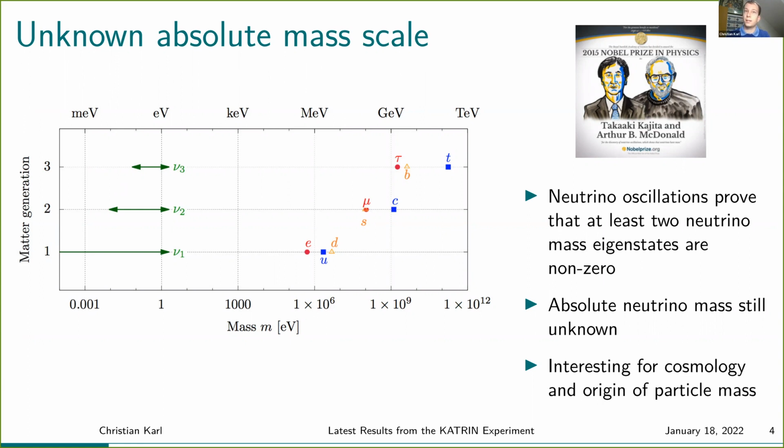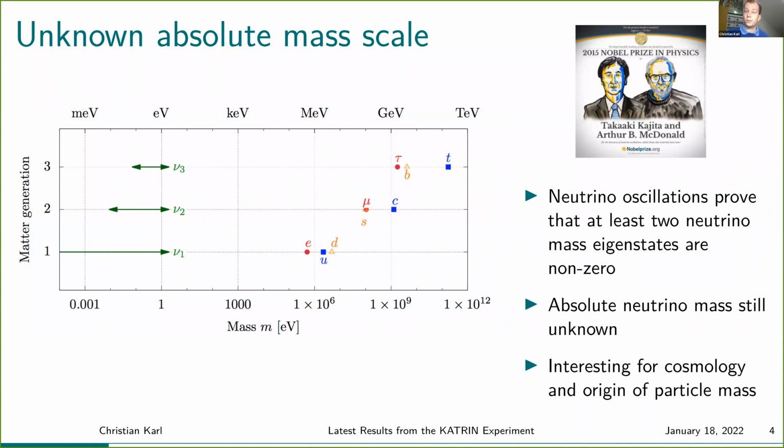Various other attempts have always only shown us limits, and the absolute neutrino mass scale itself is still unknown. Of course, this plot already shows why the neutrino is quite interesting, because the mass is just so tiny, with several orders of magnitude separating it from the electron. This is interesting for particle physics in itself, the origin of particle mass, but it's also an interesting parameter in cosmology for structure formation and other parameters.